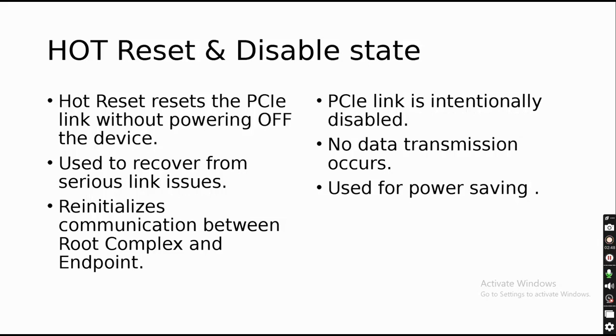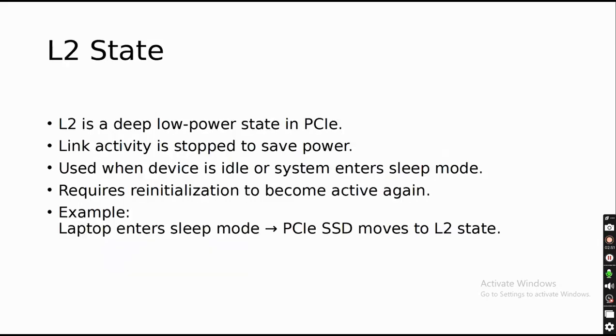Let's move to the next state, the L2 state. This is mainly a deep low power state, where link activity is stopped to save power. It is used when the device is idle or in sleep mode. For this state we need reinitialization to become active. For example, once the laptop is in sleep mode, it will move to the SSD, then to L0. The link is almost turned off and requires reinitialization to come back. For L1 we don't need this.